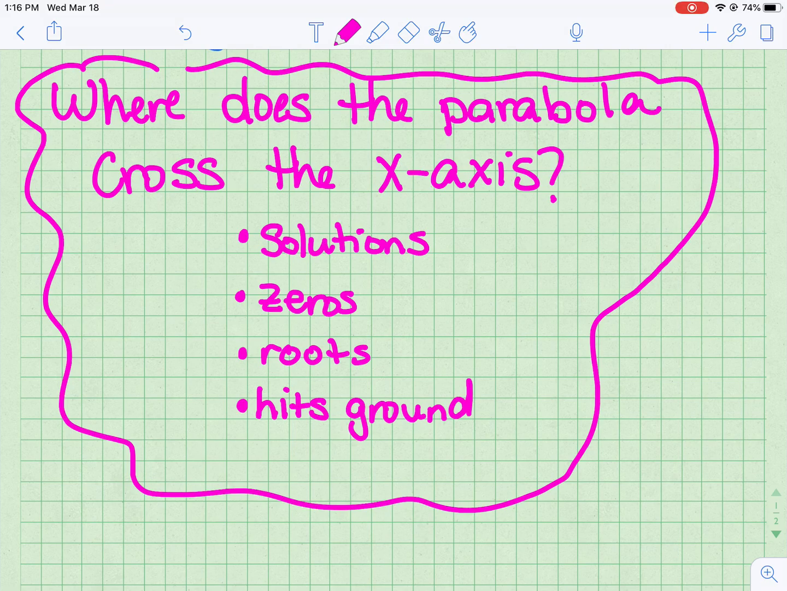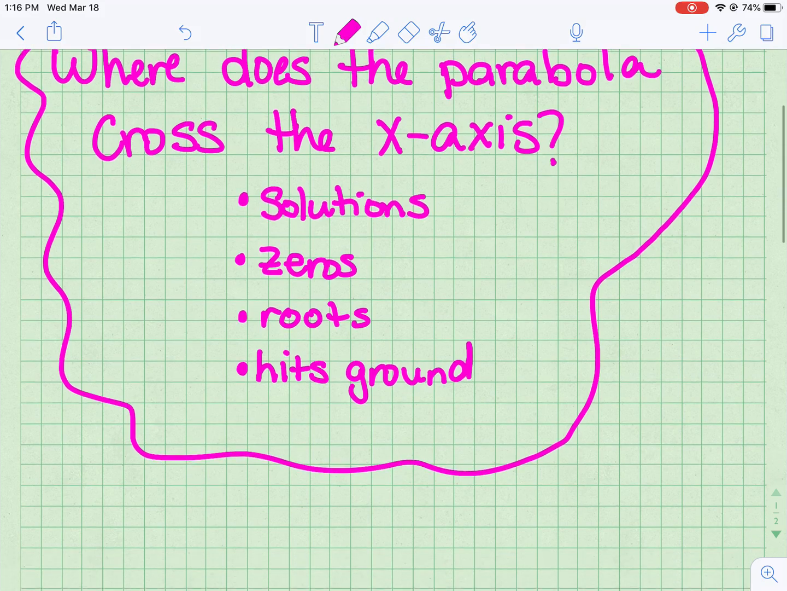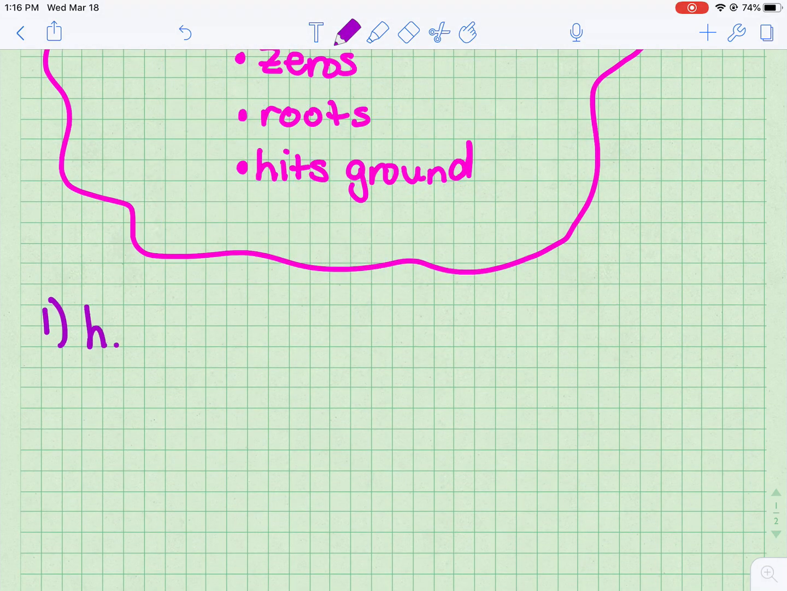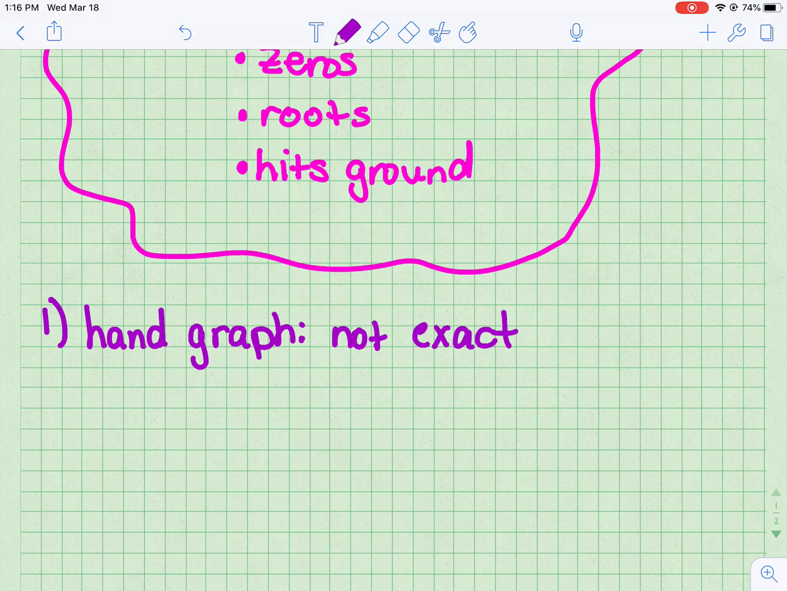Now we have a couple different ways we've done this. The first way, if we hand graph it, that works okay, but it's not exact. And so this is not an exact answer. And if we're doing something algebraically, we're not going to use this as a final answer. We might use this as an idea of what we're looking for, but this would not be the best way to get an exact answer.